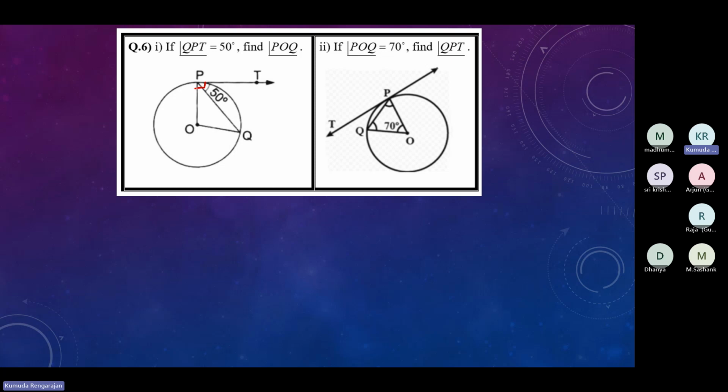This is 90. Radius tangent perpendicular. But this one is 50. So 90 minus 50, 40. This side is equal to this side, radius. So this angle is also 40 degrees. 40 plus 40, 80. 180 minus 80, 100. POQ is equal to 100.